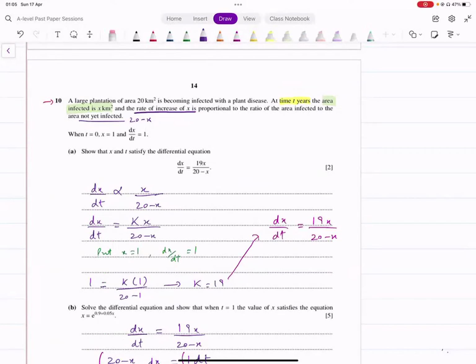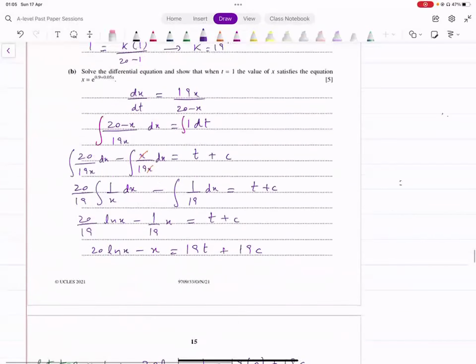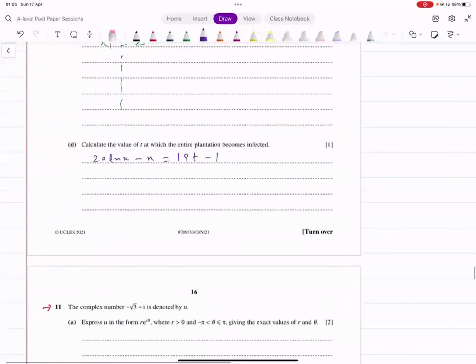So x is representing the infected area. So what will you do? Here you will simply input the value of x as 20, meaning everything has been infected. So when you input x equals 20, you get the value of t: 20 ln 20 minus 20 equals 19t minus 1. Calculate t from this and that will be the result.